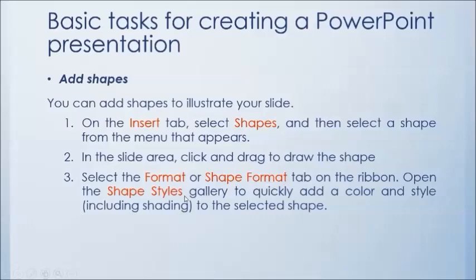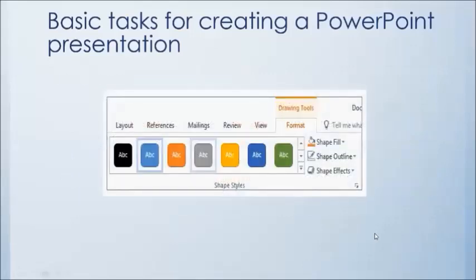Select the Format or Shape Format tab on the ribbon. Open the Shape Styles gallery to quickly add a color and style, including shading, to the selected shape. So we have here a representation of a drawing tools wherein we can select shape fill, shape outline, and shape effects. Then we also have different styles for the shapes.